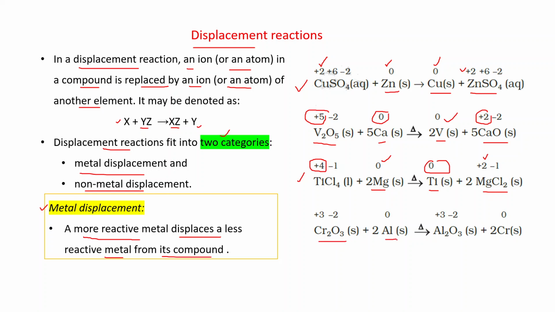Cr2O3 when reacting with aluminium will convert into Al2O3 plus chromium. Now chromium goes from plus 3 to 0, a decrease in oxidation number, and aluminium from 0 to plus 3, an increase in oxidation number. So these displacement reactions are examples of redox reactions.